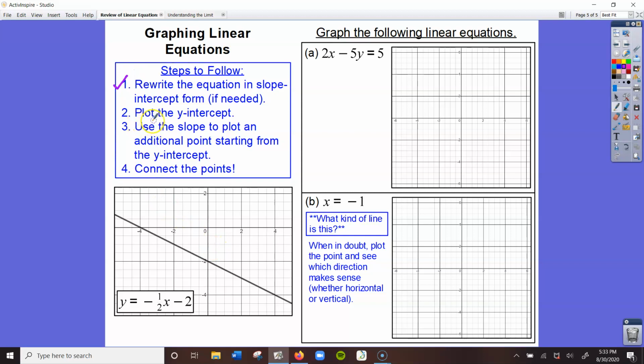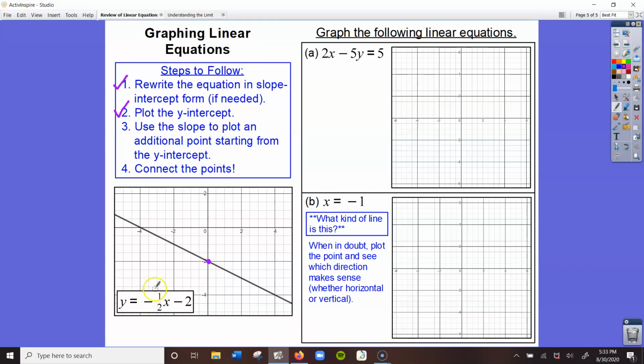For the second step, you're going to plot the y-intercept. In this particular line, the y-intercept is negative 2. I'm just pretending as if I don't have this line here, and I'm graphing it, so that way you can see how we would end up with the line that's given. So this is the y-intercept, which is at negative 2. So that is plotted. Then we would use the slope to plot an additional point starting from the y-intercept.